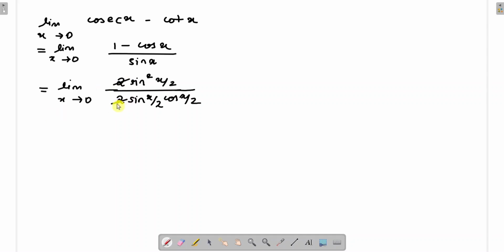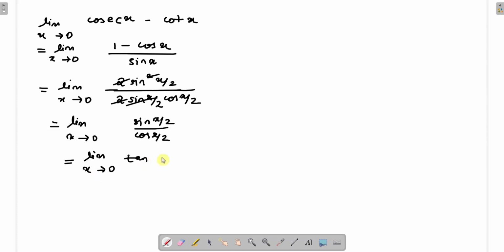So 2 and 2 will get cancelled here, and one sin x by 2 will get cancelled. So this will be equal to the limit as x tends to 0 of sin x by 2 divided by cos x by 2. This will be equal to the limit as x tends to 0 of tan x by 2, right?